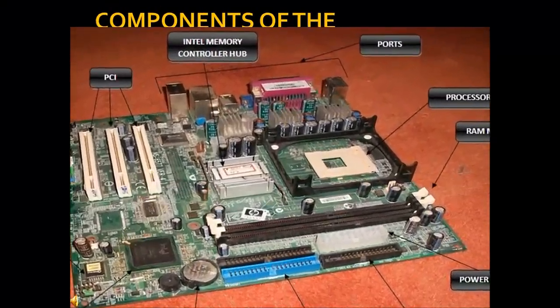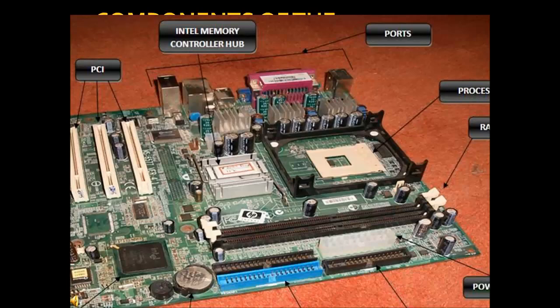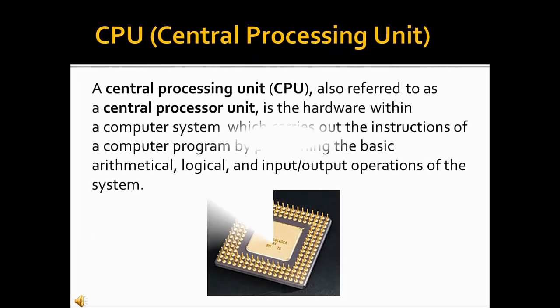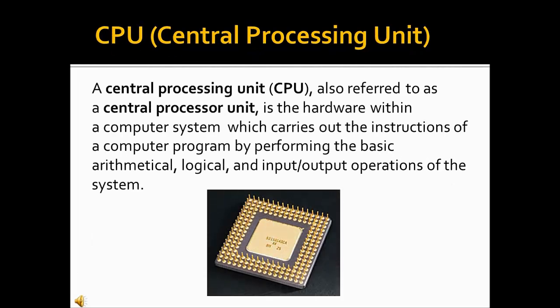Let us now have a look at the components of the motherboard one by one. The CPU, or Central Processing Unit, is the hardware within a computer system which carries out the instructions of a computer program by performing the basic arithmetic, logical, and input-output operations of the system.